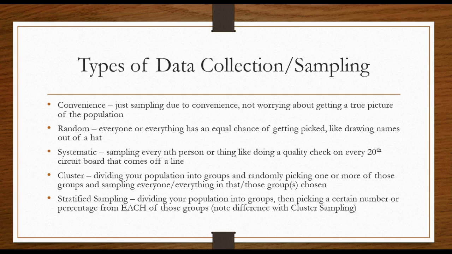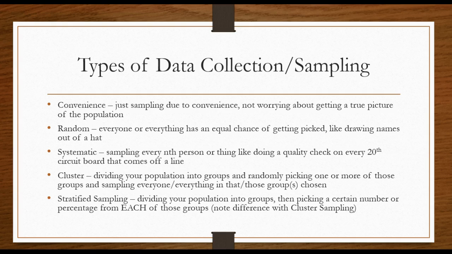You are not getting a true picture of the population. Random sampling, simple random sampling, is like putting everybody's name in a hat and drawing it out. Putting the kids' names in a hat and getting to see who sits by the teacher, or something like that. Simple random sampling, random sampling. Systematic sampling is sampling every nth person or thing, like doing a quality check on every 20th circuit board that comes off a line, or like asking every 10th student in line what their major is.